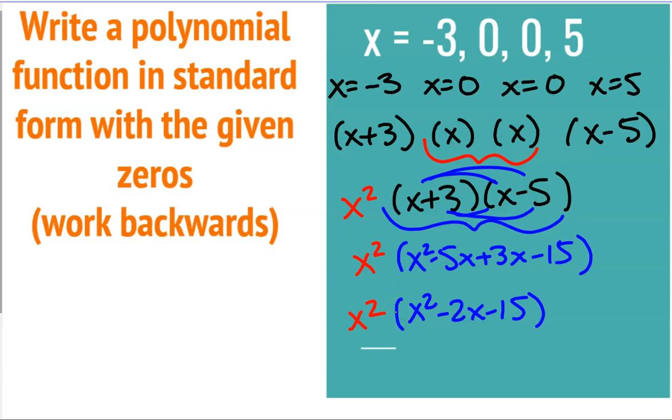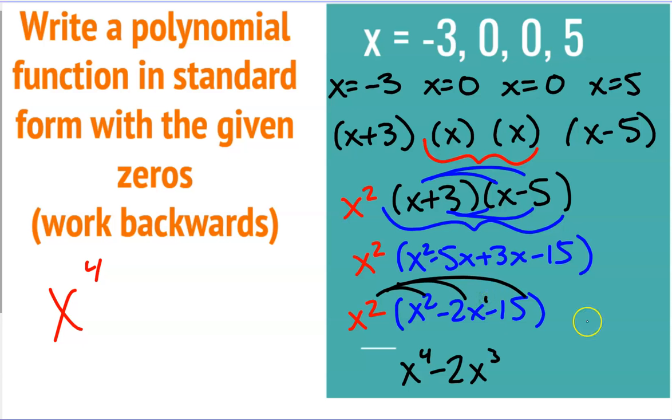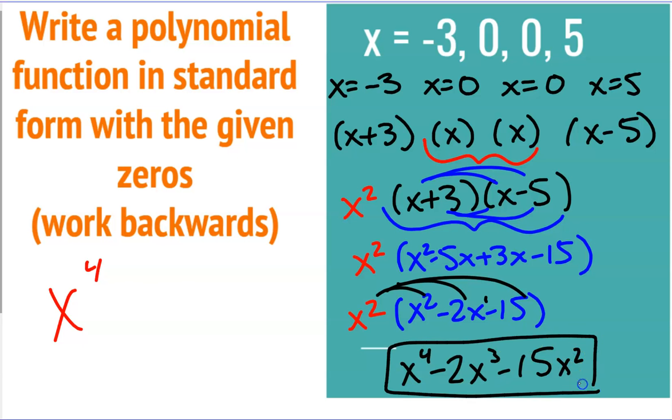So again, I know I'm not done because we're looking for a polynomial with a degree of 4. So I'm almost there. I'm going to distribute x squared through everything. So x squared times x squared is x to the 4th. Then we have negative 2, that'll be x cubed, because technically there's a 1 right here. And then that ends up with a negative 15x squared. So there's my x to the 4th, like I knew I was going to have.